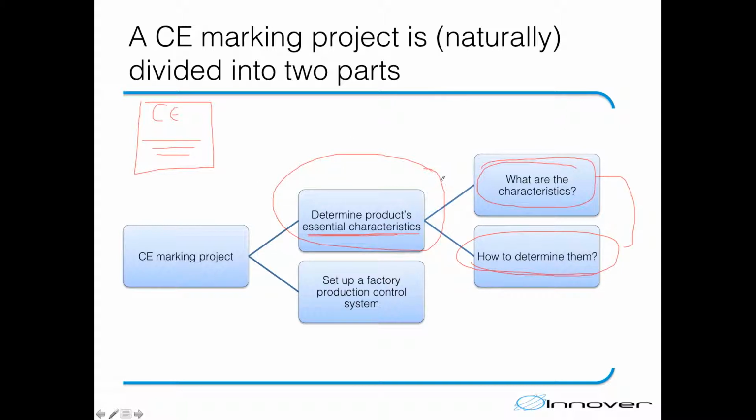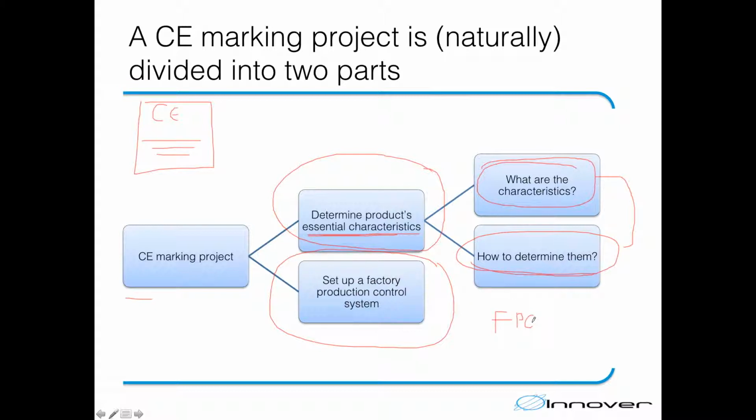And the second part of the CE marking project is to set up a factory production control system. This is kind of like a quality management system, but not really, because it has nothing to do with quality, or at least improving quality. But the thing to remember at this point is that the CE marking project is divided into 2 parts. First, the determination of the product's essential characteristics, and then the setup of a factory production control system. And this is usually abbreviated as FPC. That comes from factory production control.